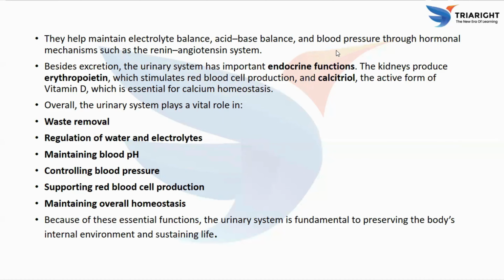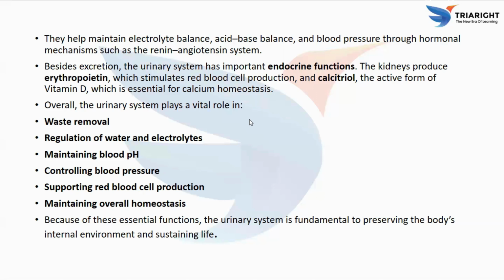So now what is the blood pressure control? The kidneys use the renin-angiotensin system to raise or lower the blood pressure. A simple example: if the blood pressure drops, what happens? The kidney releases the renin. So the blood vessels get tightened and the BP increases. This is how the blood pressure mechanism works.